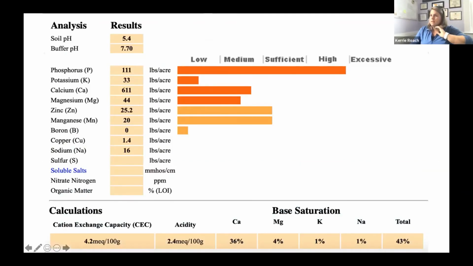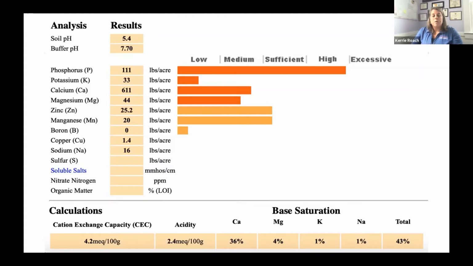So looking at this soil report, this is a typical report that would come back from the upstate. Let me get this off here. This is pretty typical for us. The pH is 5.4. The buffer pH is 7.7. You see phosphorus is high. Potassium is low. Calcium is somewhere in the middle, as well as magnesium, zinc, manganese, and boron is very low.